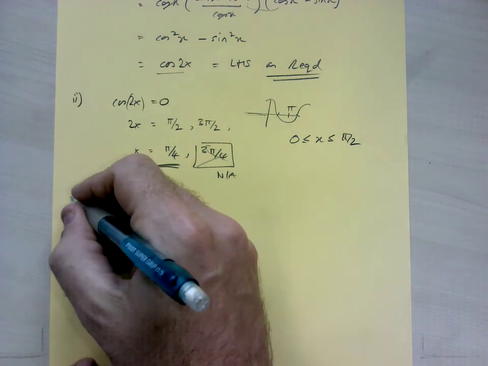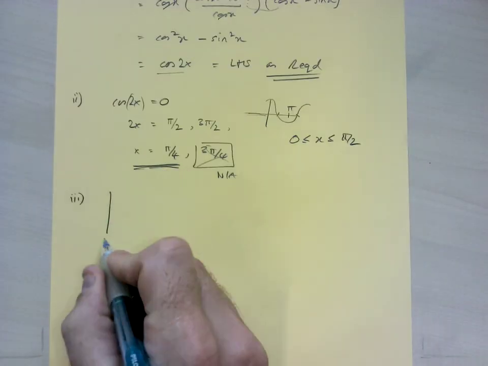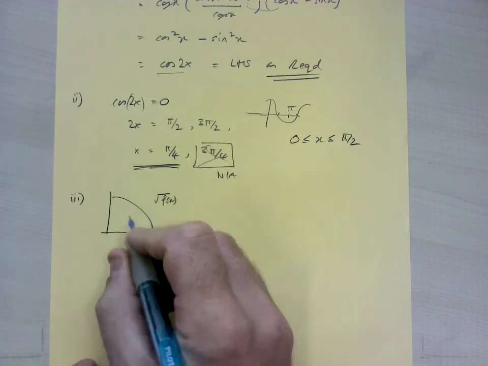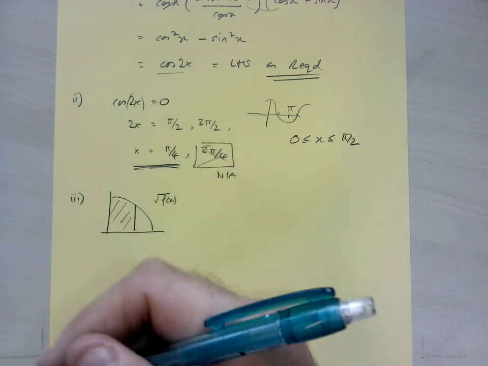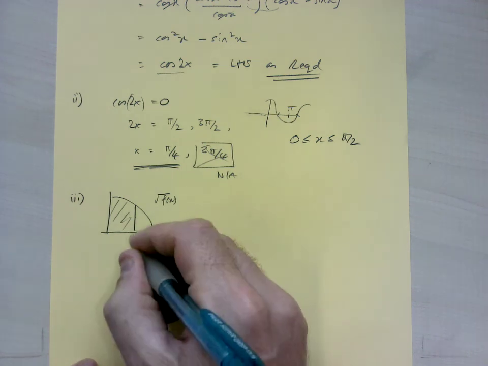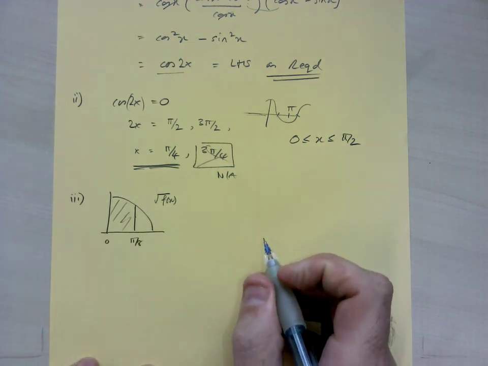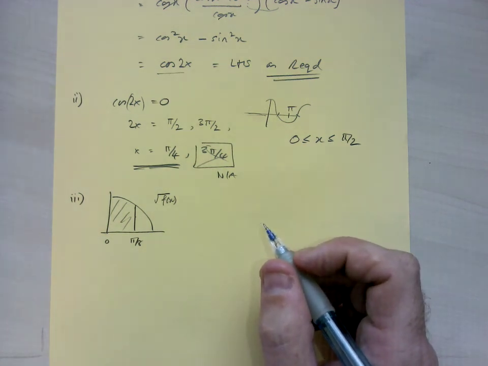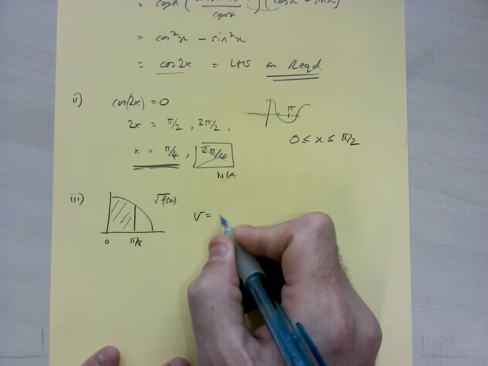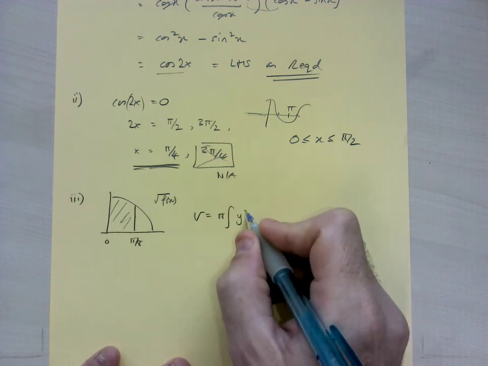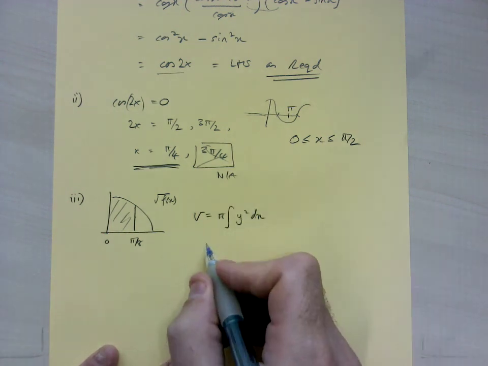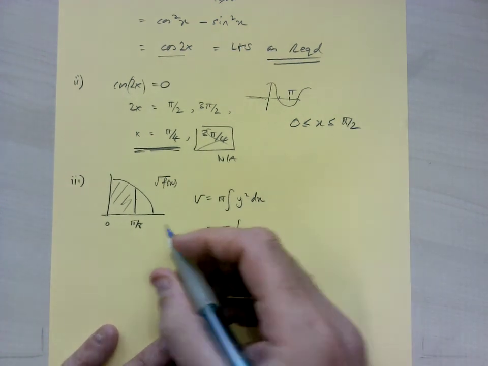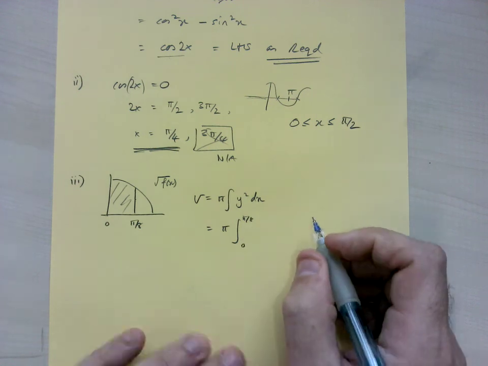Part 3 gives me a further sketch. Okay, so I've got this curve which is root f of x, and I'm asked to find the area, or the volume, once this area, pi on 8 to 0, is rotated. And I know that the volume of a rotated figure is given by pi times the integral of y squared with respect to x. So let's start to put in what I know. Pi can just sit at the front. My limits are pi on 8 and 0.